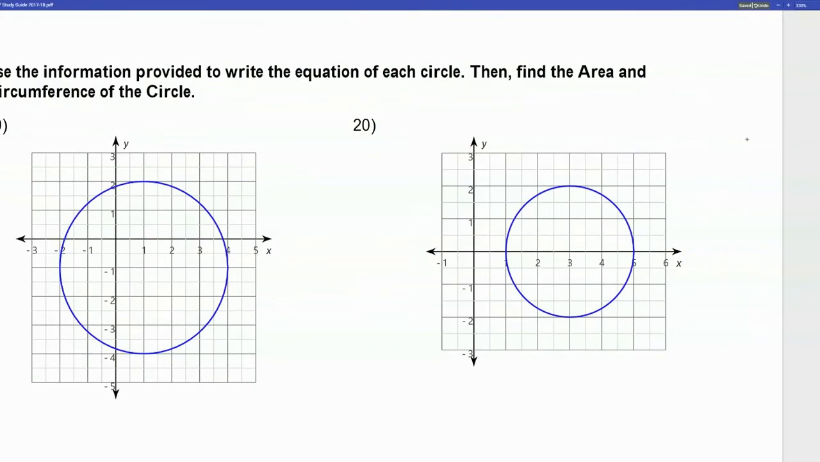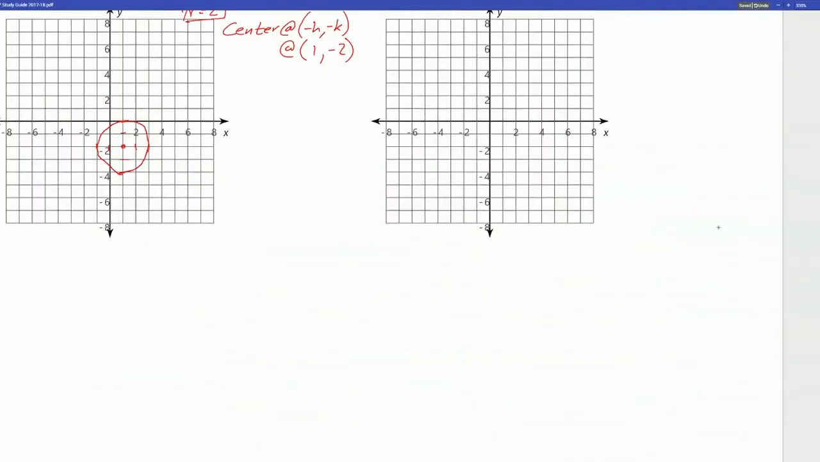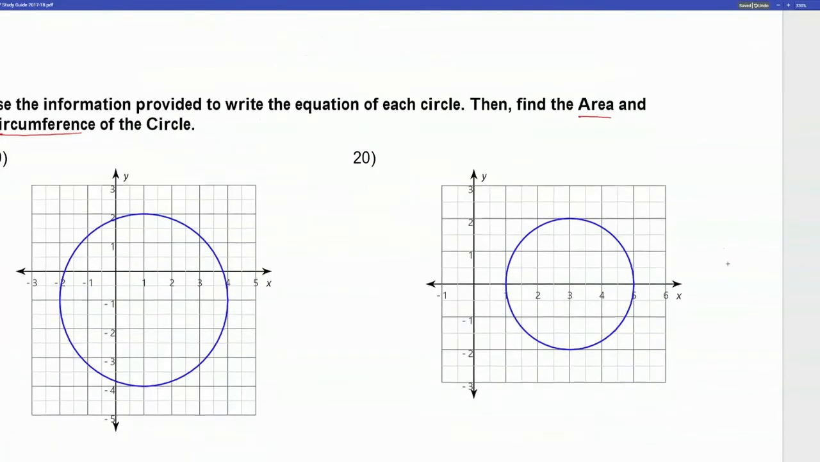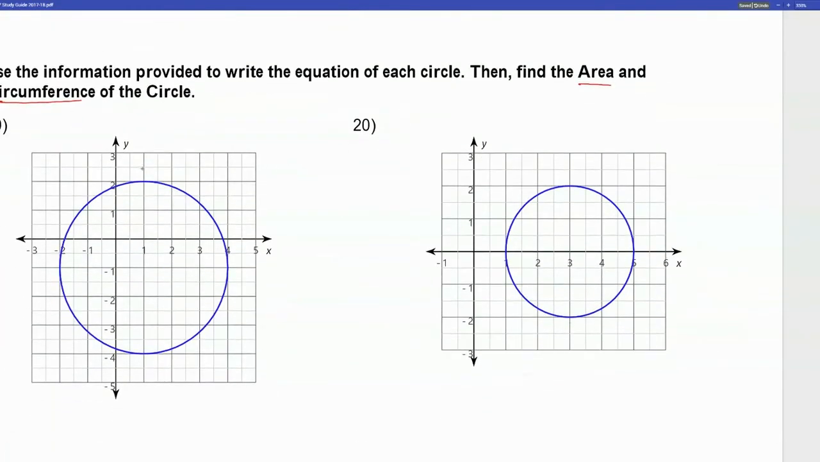All right, use the information provided to write the equation of each circle. And they are also saying find the area and the circumference of the circle. Did they do that for number 17, 18? No. Okay, just sketch. All right, so let's do this. Find your center. Looks like my center is at 1, comma, -1. And it looks like my radius, let me count, 1, 2, 3. Yep, looks like my radius is 3. So those are the two important things you need to know, your center and your radius. So that gives you your h value, your k value, and your r.